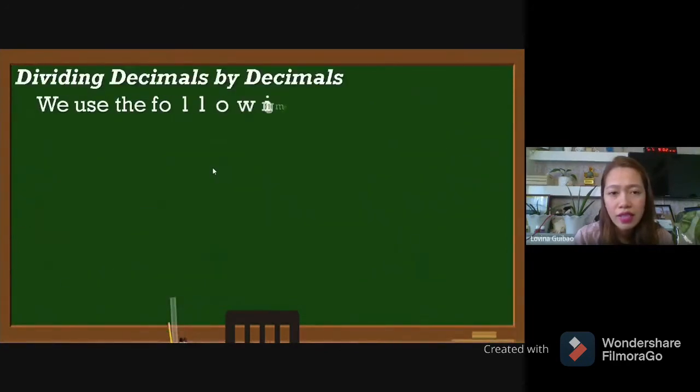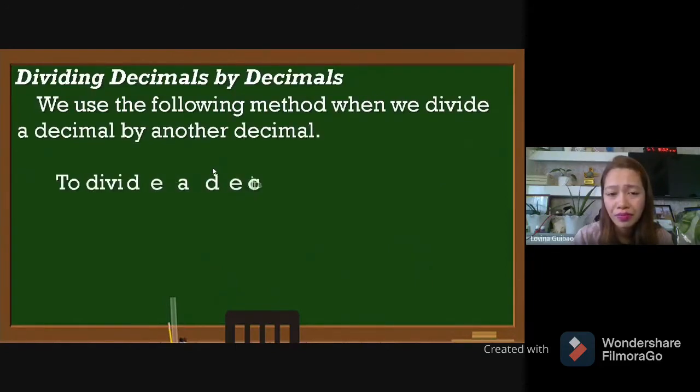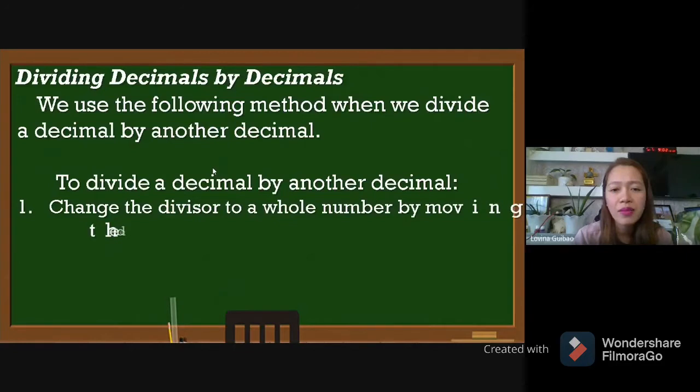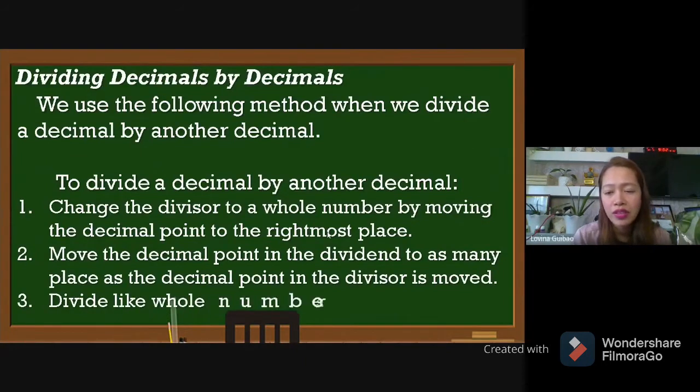Dividing decimals by decimals. Paano naman kung parehas decimals ang dinidivide mo? Decimal ang dividend at decimal ang divisor. So to divide the decimal by another decimal, change the divisor to a whole number by moving the decimal point to the rightmost place. Pangalawa, move the decimal point in the dividend to as many places as the decimal point in the divisor is moved. Divide like whole numbers. Para mas maunawaan, ito ang ating halimbawa.